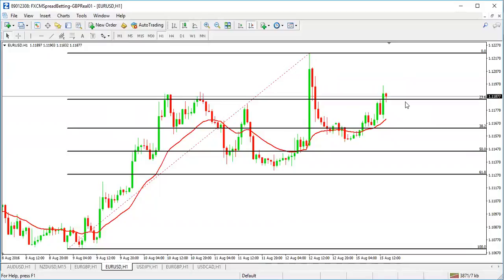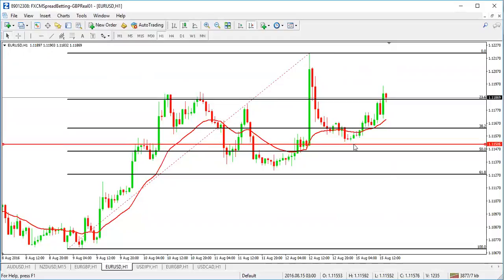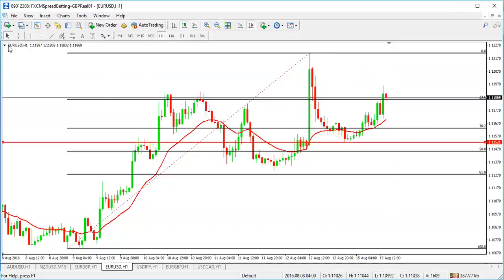How I trade this is, if this pair, Euro US dollar, falls down here, I personally would be looking for it to break that line. I'd be looking for it then to break that 50% line.